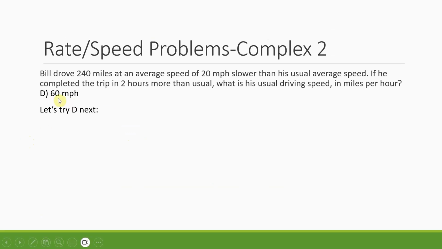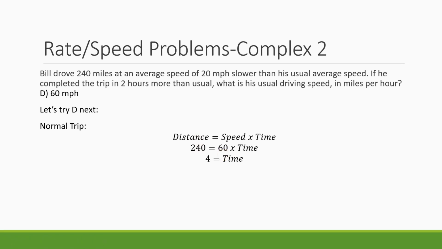So this time, 60 miles per hour. So normal trip, same equation, same distance, but now I'm going to try 60 as my normal speed. If I divide by 60 here, that's going to tell me my normal time for this trip, or Bill's normal time, is 4 hours. And then his slow trip, still 240 distance, but he's going 20 miles per hour slower, so 60 minus 20 is 40. Solve for time. Divide by 40, you'll get 6.